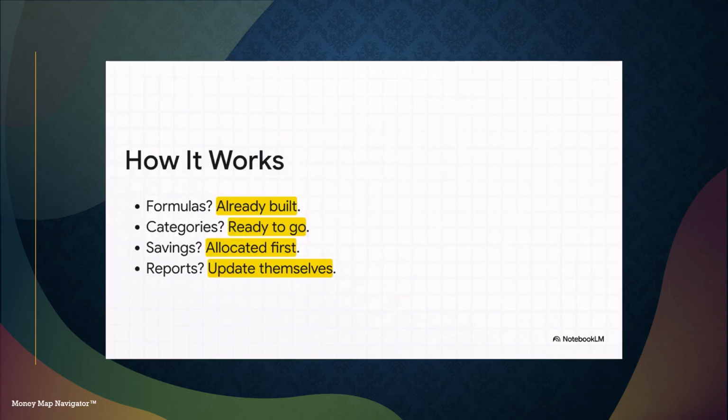So, you might be asking, how does it actually do all that? Well, those complicated formulas, they're already built in. The spending categories, they're all set up and ready for you to use or customize. Your savings? That money gets set aside first, before you can even think about spending it. And maybe best of all, the reports that show you where everything is going, they update all by themselves. No more late nights crunching numbers.